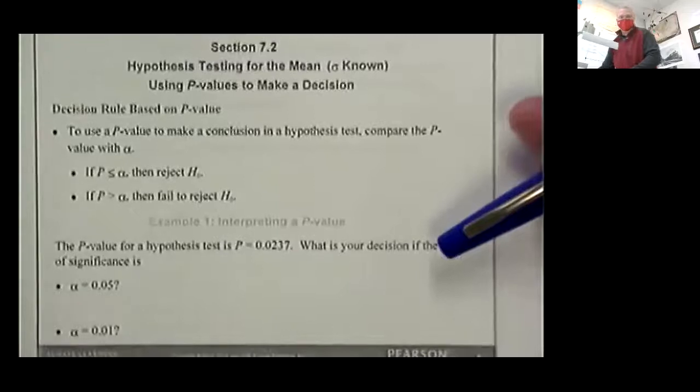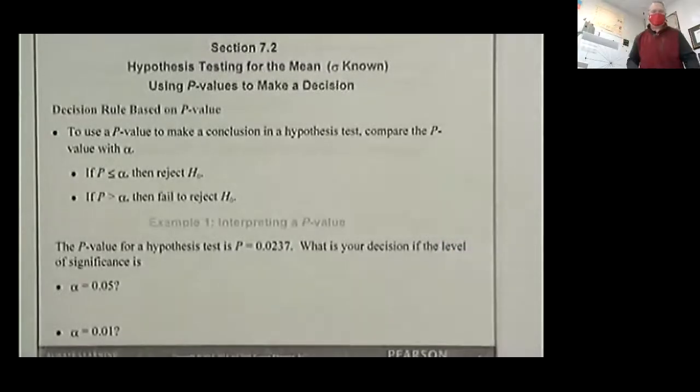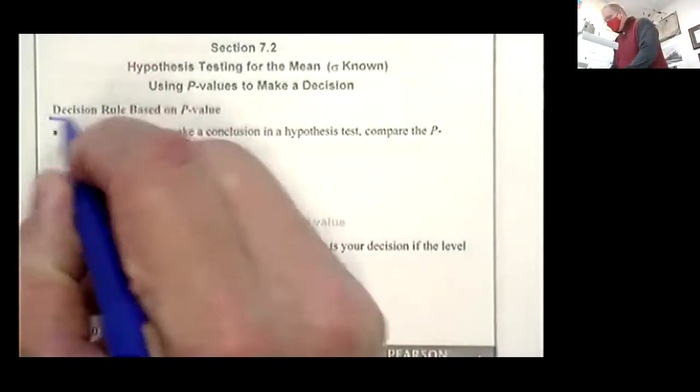Again, this is the big idea for statistics, one of the big things that statistics is used for, and that is hypothesis testing. In our last video, we talked about how we set up a hypothesis test. Now we're going to come back and make our decision. So, the decision rule based on a p-value.